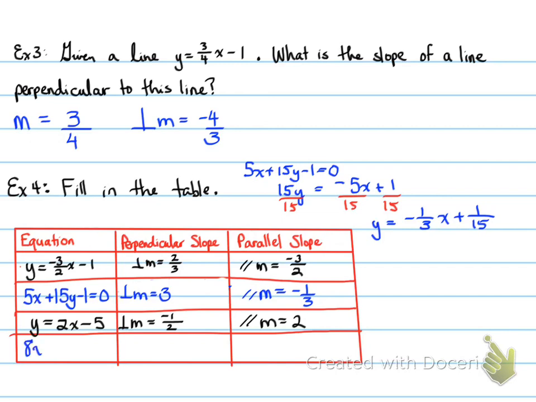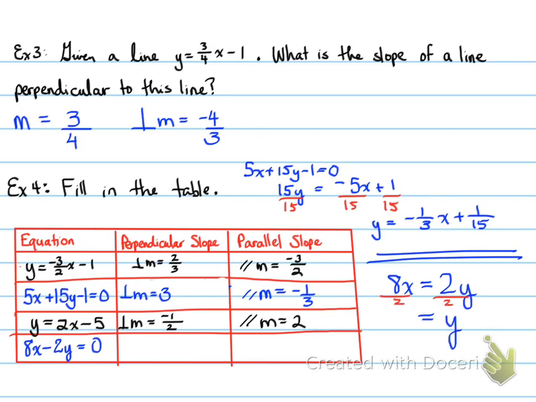Finally, our last one, 8x minus 2y equals 0. Well, first thing we have to do, folks, is isolate for y. So let's do that on the side here. You would have 8x minus 2y equals... 8x equals 2y in order to make y positive, and we divide both sides by 2. We end up with y is equal to 4x. So this would be a direct variation if we were talking about variation, because the y-intercept would be 0. So y equals 4x is an equation of a line.